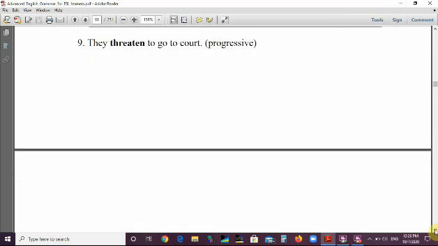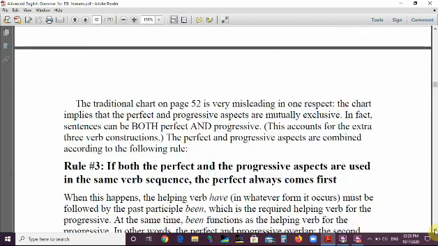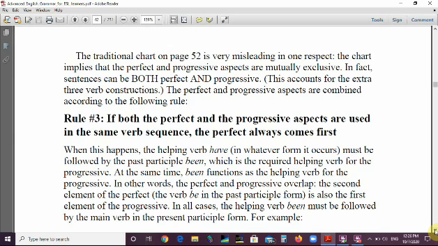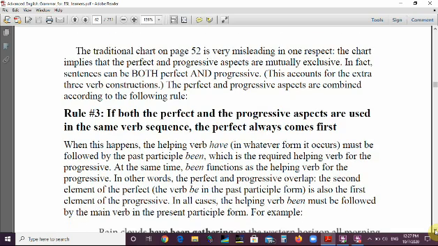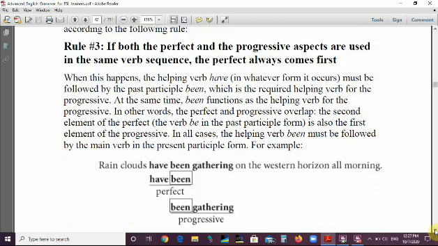I'll move on to the next point. The traditional chart on page 52 is very misleading in one respect. The chart implies that the perfect and progressive aspects are mutually exclusive. In fact, we can have both perfect and progressive. This is why we sometimes have the tenses present perfect progressive, past perfect progressive, future perfect progressive. Okay? So this is why we have 12 tenses, not 9 only, as we said earlier.